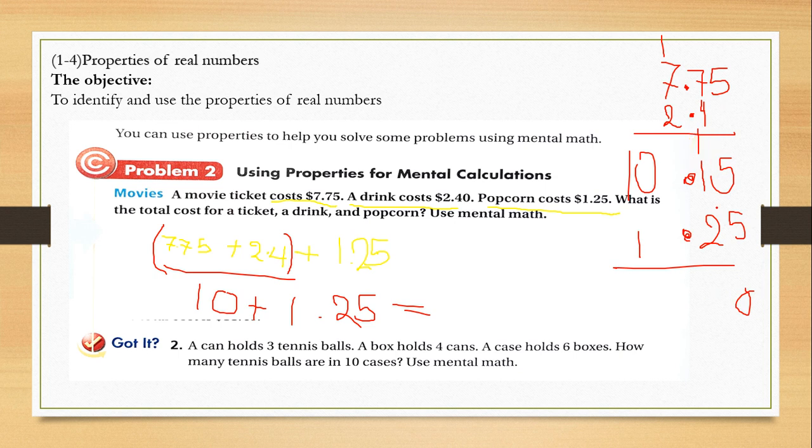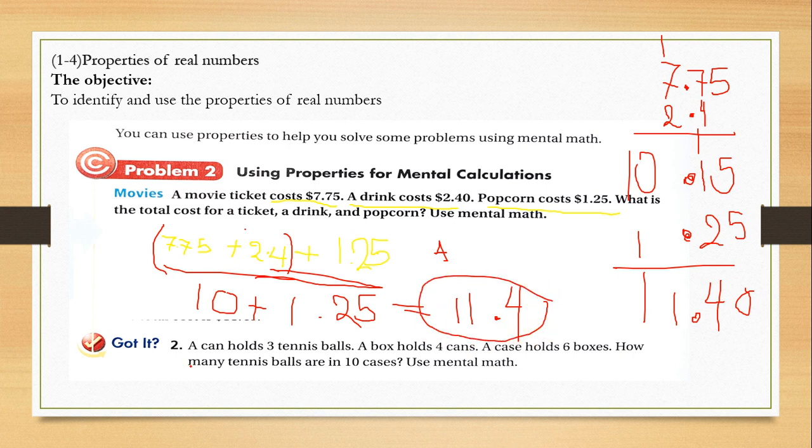That is 2, 3, 4. And then here we have 11. So 11.4. So you can say that here you used the associative property of addition. You can group 2.4 and 1.25. Don't be surprised if you see it in the book, they add these and then they add 7.75, which will give you exactly the same result, 11.4. Now, let's move to the next exercise related to this one.